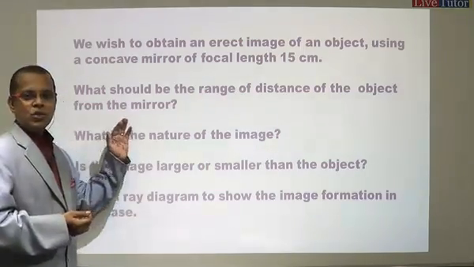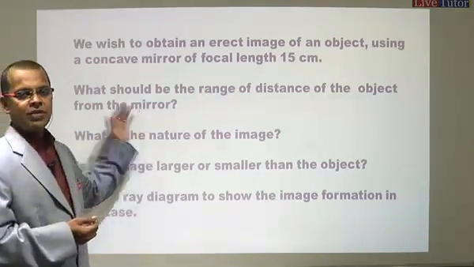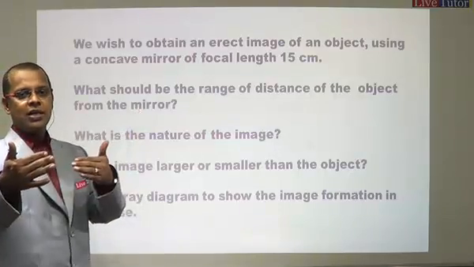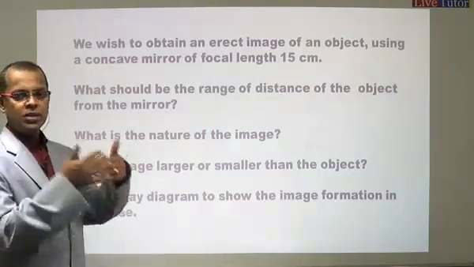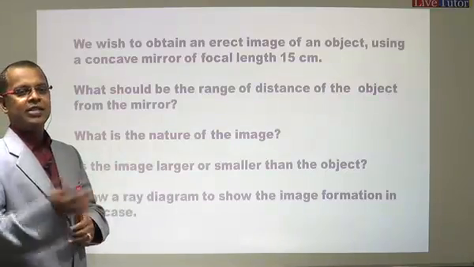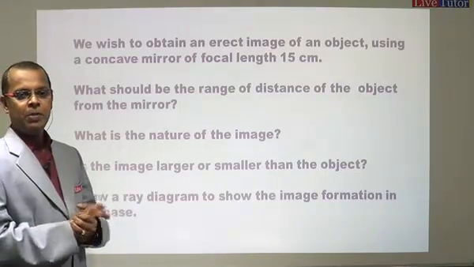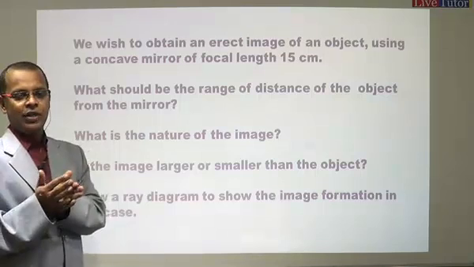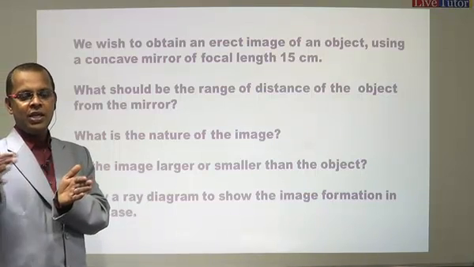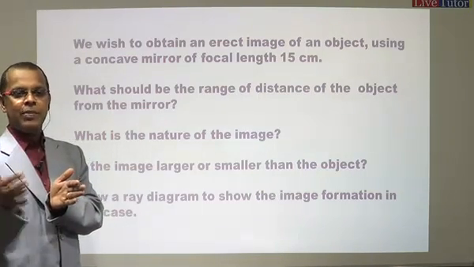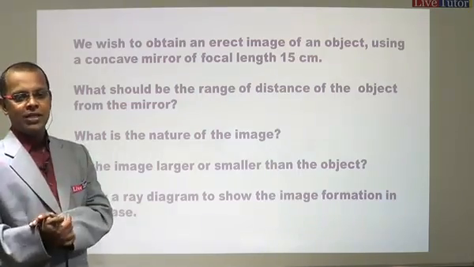And what should be the range of distance of the object from the mirror? If they are asking the distance of the object, at what distance do you have to place it? Exactly, very good. Less than the focal length, actually. We say between the pole and the principal focus. It means that it is less than the focal length, isn't it?